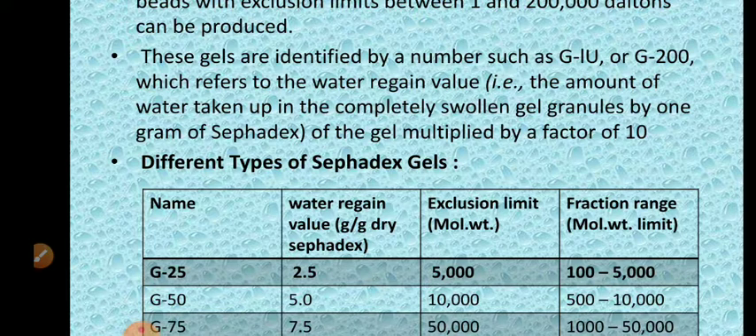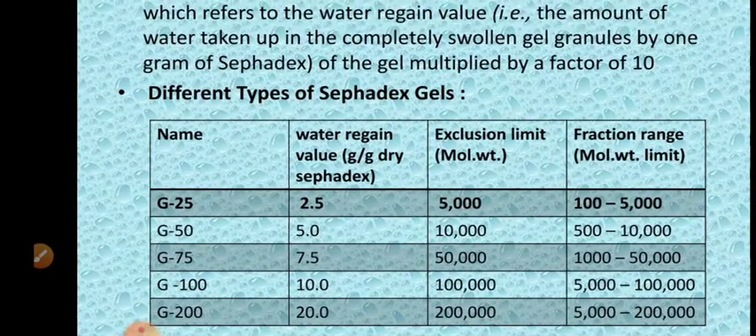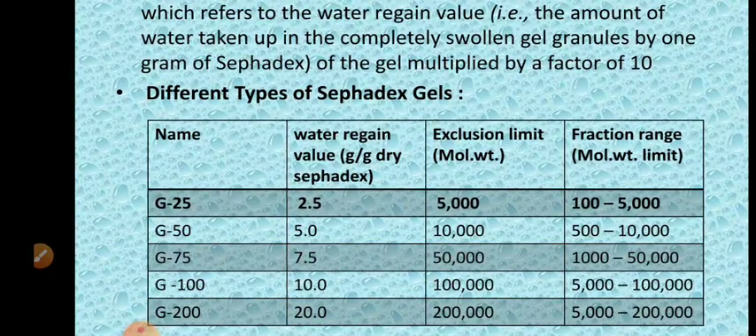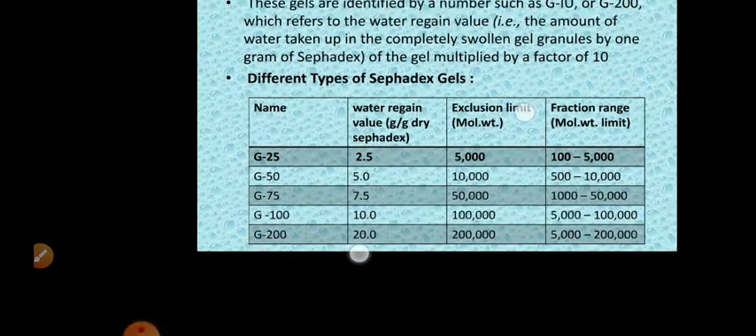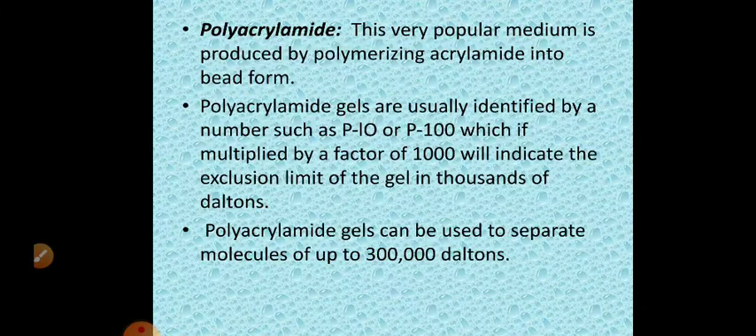Exclusion limit. What is the molecular exclusion limit? Molecular exclusion limit is the size, or you can say diameter, of the smallest molecule that cannot enter inside the gel. Like if you are using Sephadex gel G25, the molecular exclusion limit is 5000. If we are using G50, it has a water regain value of 5 and a molecular exclusion limit of 10,000 and so on. In this way, gels are available in the market which can be used depending upon the requirement.